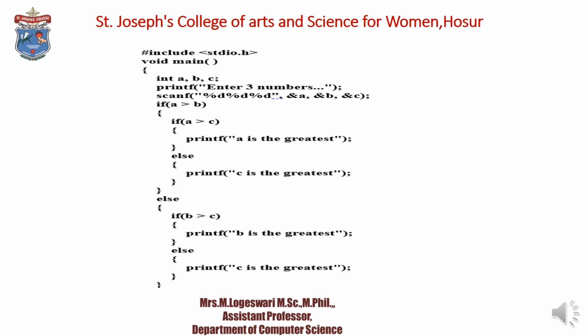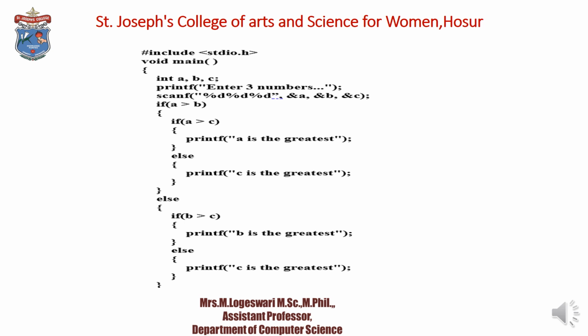So what is the a value? 10. Suppose you get the c value as 8. Is this condition true or false? 10 greater than 8, this condition is true. Because a is the biggest value, only this true block is executed. After that it prints the output: a is the greatest.